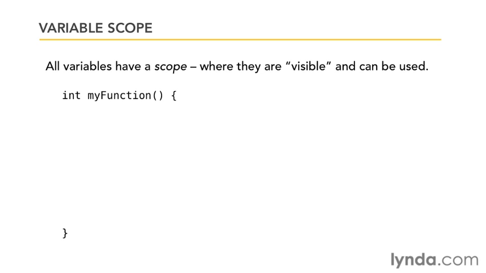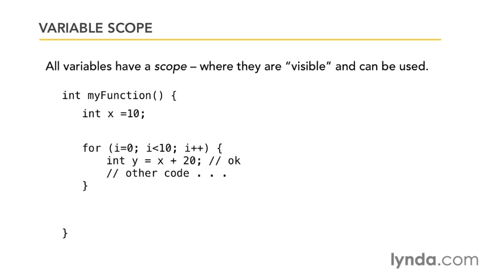So suppose I had a function named myFunction, and inside that function I had a variable called x. And I've declared the variable x and I've assigned it a value of 10. And suppose I also have a for loop, and inside the for loop I've got a variable named y, which I'm declaring inside the for loop, and the value of y is being set to the value of x plus 20. That's okay because I can refer to the value of x inside the for loop. I can declare the y variable inside the for loop as well.